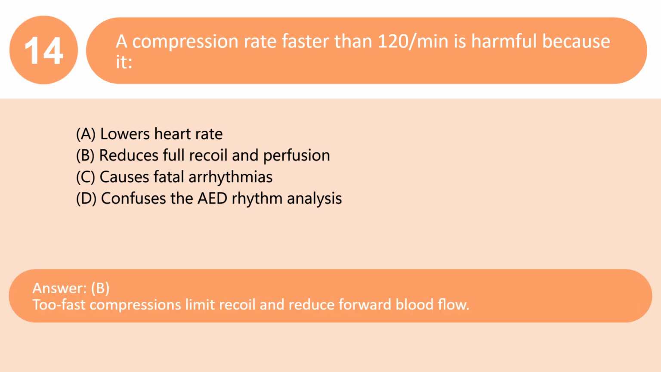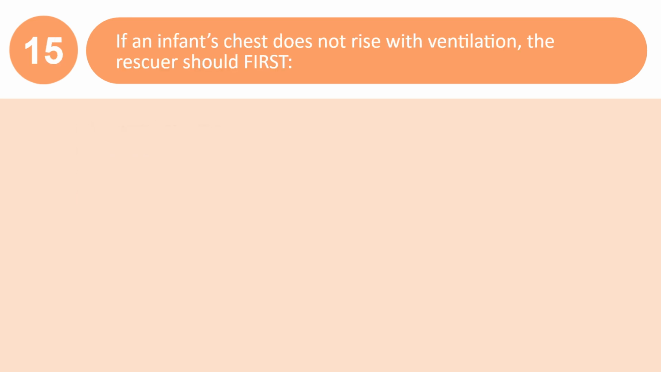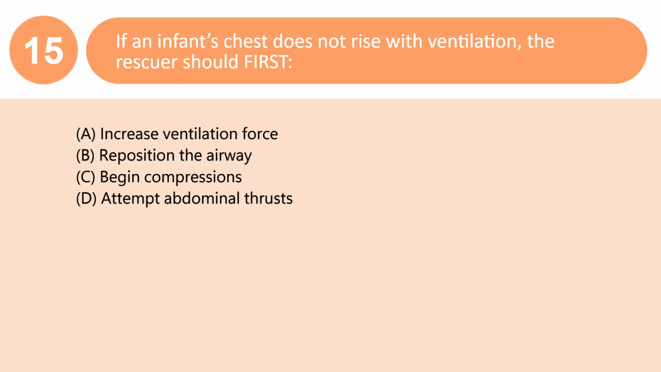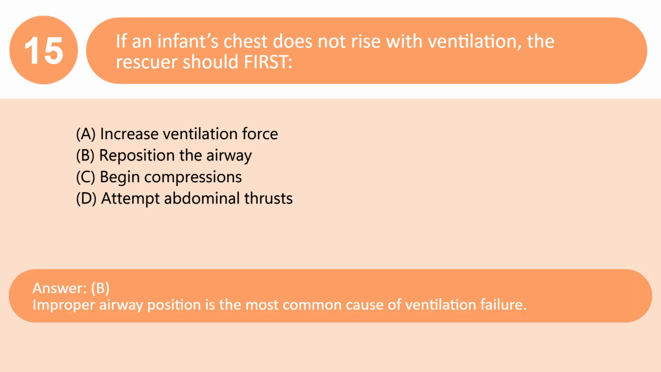Too fast compressions limit recoil and reduce forward blood flow. If an infant's chest does not rise with ventilation, the rescuer should first: A. Increase ventilation force. B. Reposition the airway. C. Begin compressions. D. Attempt abdominal thrusts. Answer B. Improper airway position is the most common cause of ventilation failure.